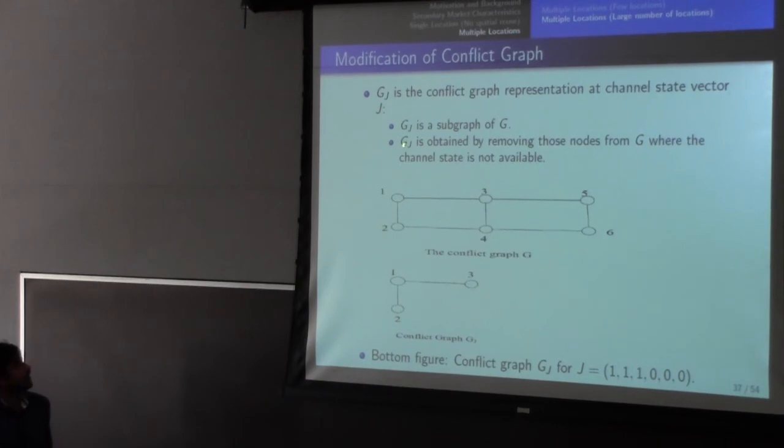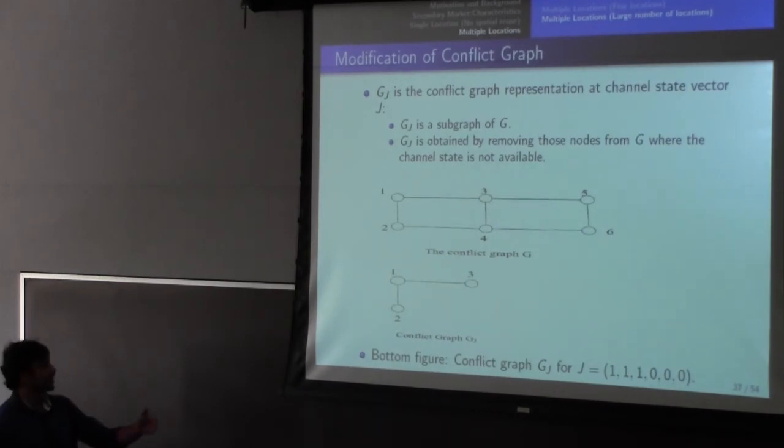Okay, so here, as I have told, when there is a channel state vector J, you must select among the nodes where the channel is available. So if this is the overall conflict graph G, but at channel state J the channel is available only at the first three nodes, 1, 2, 3, then this is the conflict graph representing the channel state vector J. So this is Gj. So you must select an independent set among this graph to sell your channel.